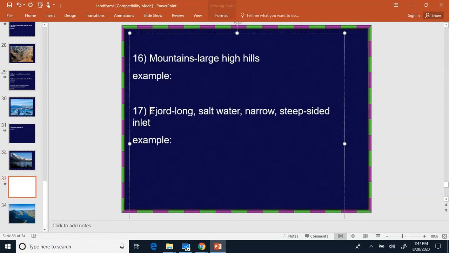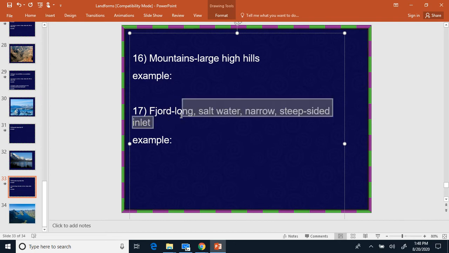All right, next one, fjord. And then after fjord, one, a long, saltwater, narrow, steep-sided inlet. All right, fjords. It's not an English word. This word is from the Scandinavian nations, like Denmark, Norway, Sweden, Finland.